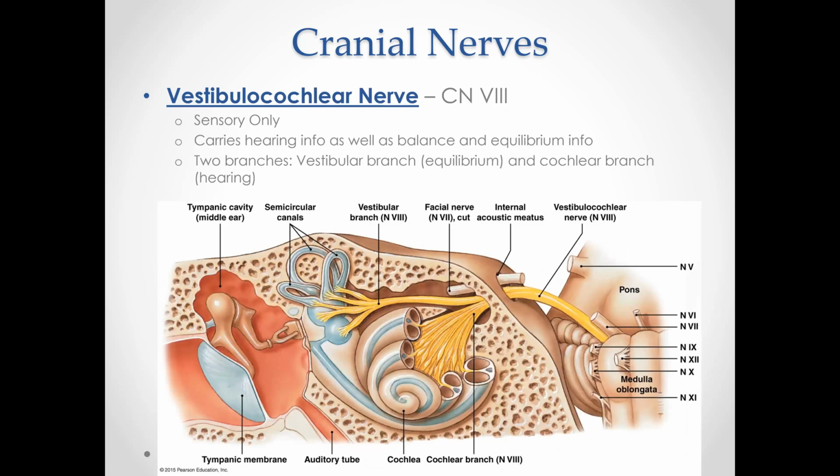Cranial nerve number 8 is the vestibulocochlear nerve. This is a sensory-only cranial nerve, so it's only carrying sensory information. This nerve carries hearing information as well as your balance and equilibrium info. So there are 2 main branches. You have a vestibular branch, which is responsible for carrying information about your equilibrium. And then you have a cochlear branch, which is responsible for carrying the hearing information.